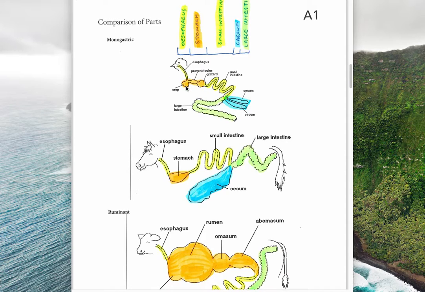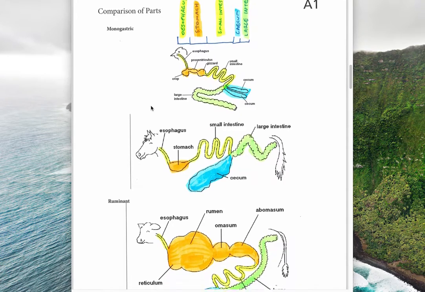Now the chicken's a bit of an interesting example. It has a crop, a proventriculus, and a gizzard, but it's considered one stomach. It is a monogastric, meaning one stomach, and this is the stomach. Then you have a small intestine, a large intestine, and a cecum, which allows it to digest some plant materials. It also has an esophagus, which all animals do.